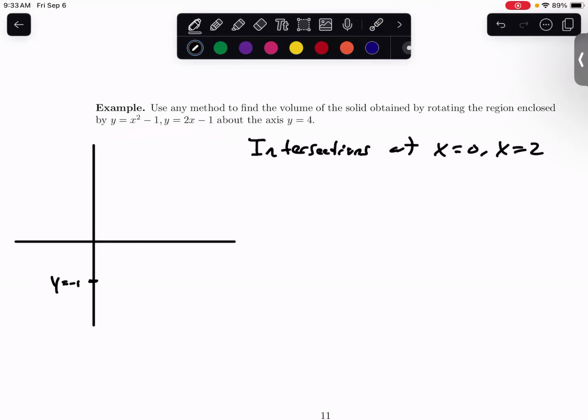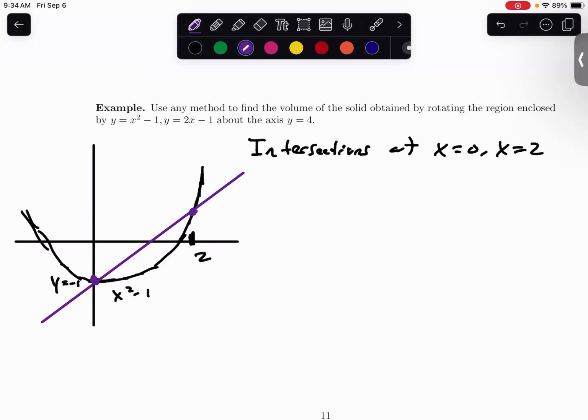And so this is going to be x is equal to 2. And so we have something that looks like this. It's not perfect, but I'm going to emphasize that this is a parabola a little bit more. Okay. So we have this parabola, given by x squared minus 1. And then we have this purple line, which intersects the parabola at these 2 points. And so this line is 2x minus 1. And so we're looking at this region here.